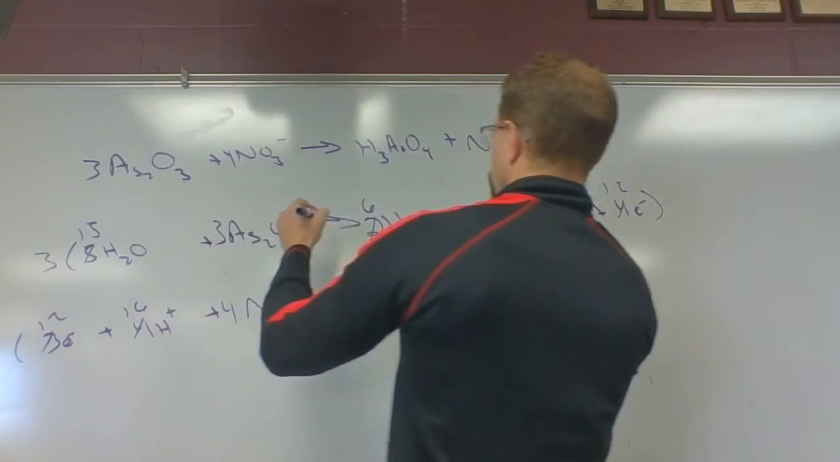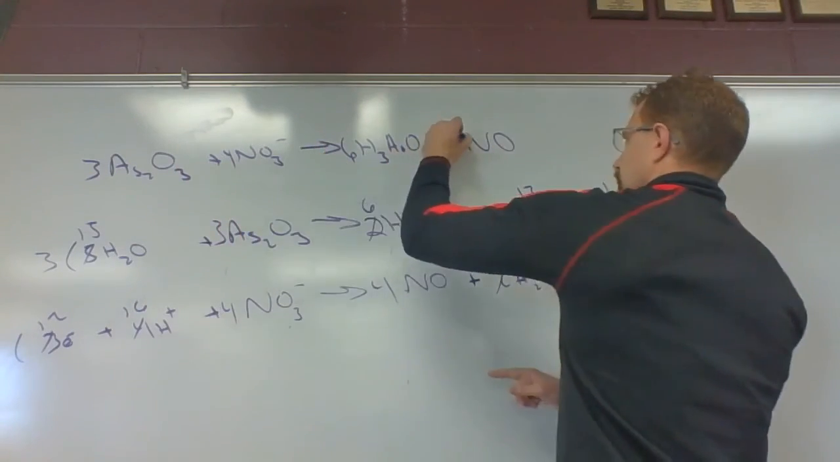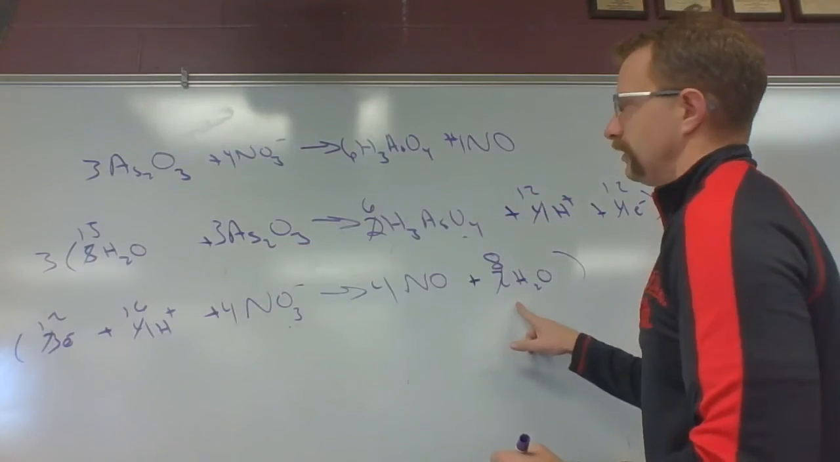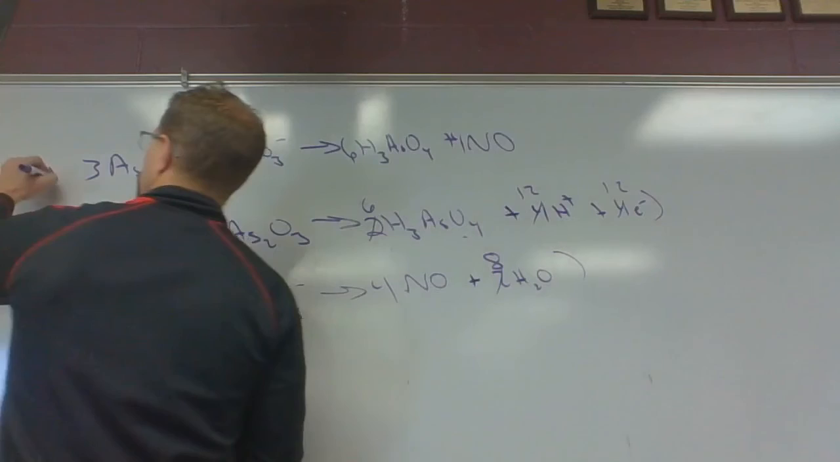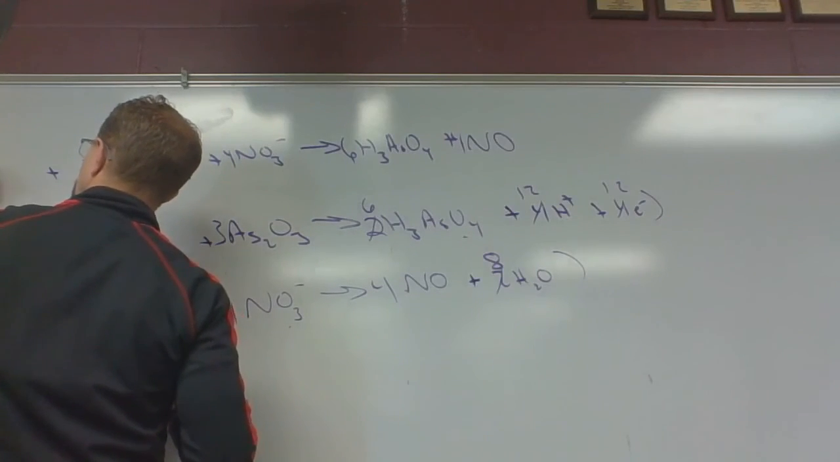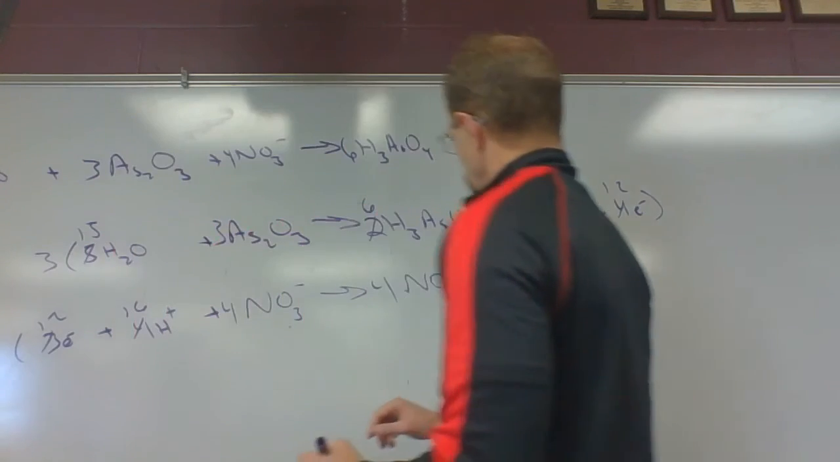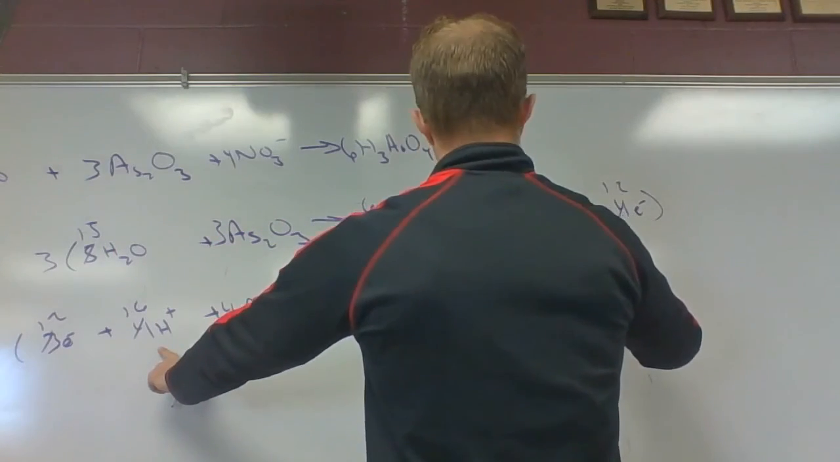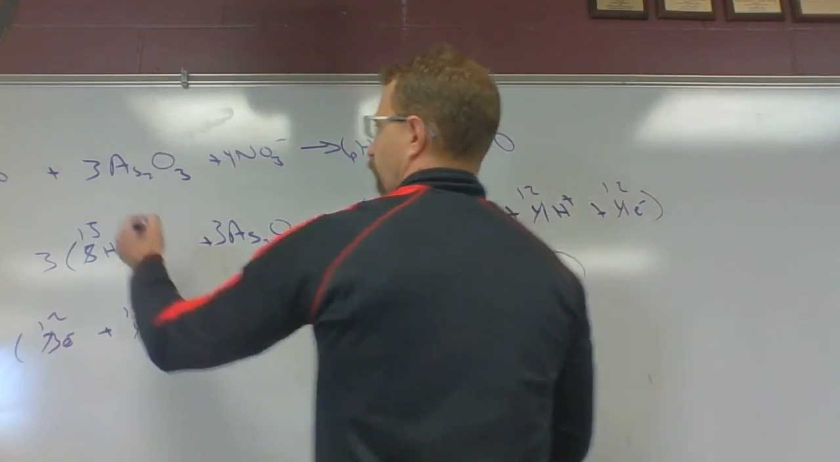Now waters, I have 15 over here and I have 8 over here. So that means I have 7 left over here. 7 H2Os here. H pluses, I have 12 over here and 16 over here. So I have 4 extra over here plus 4 H pluses.